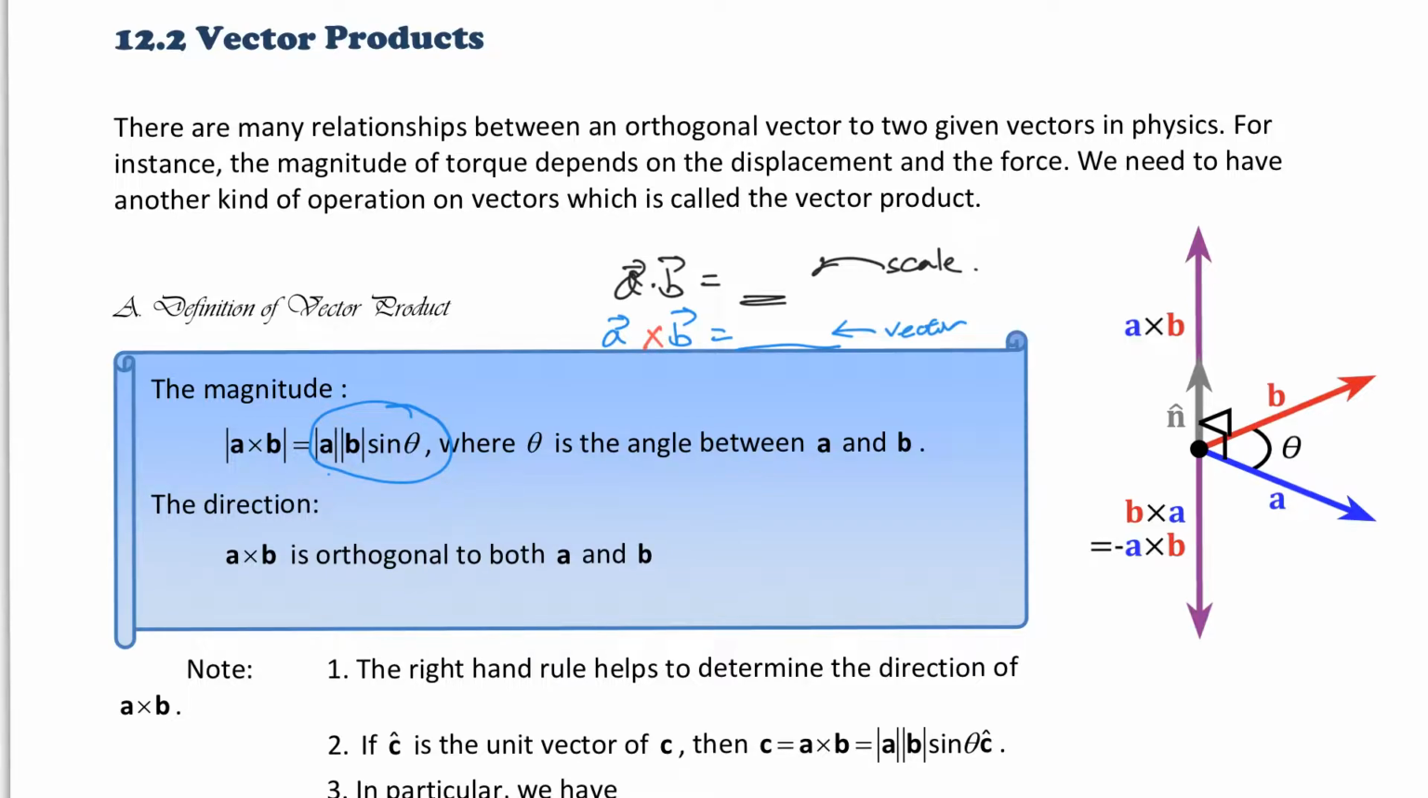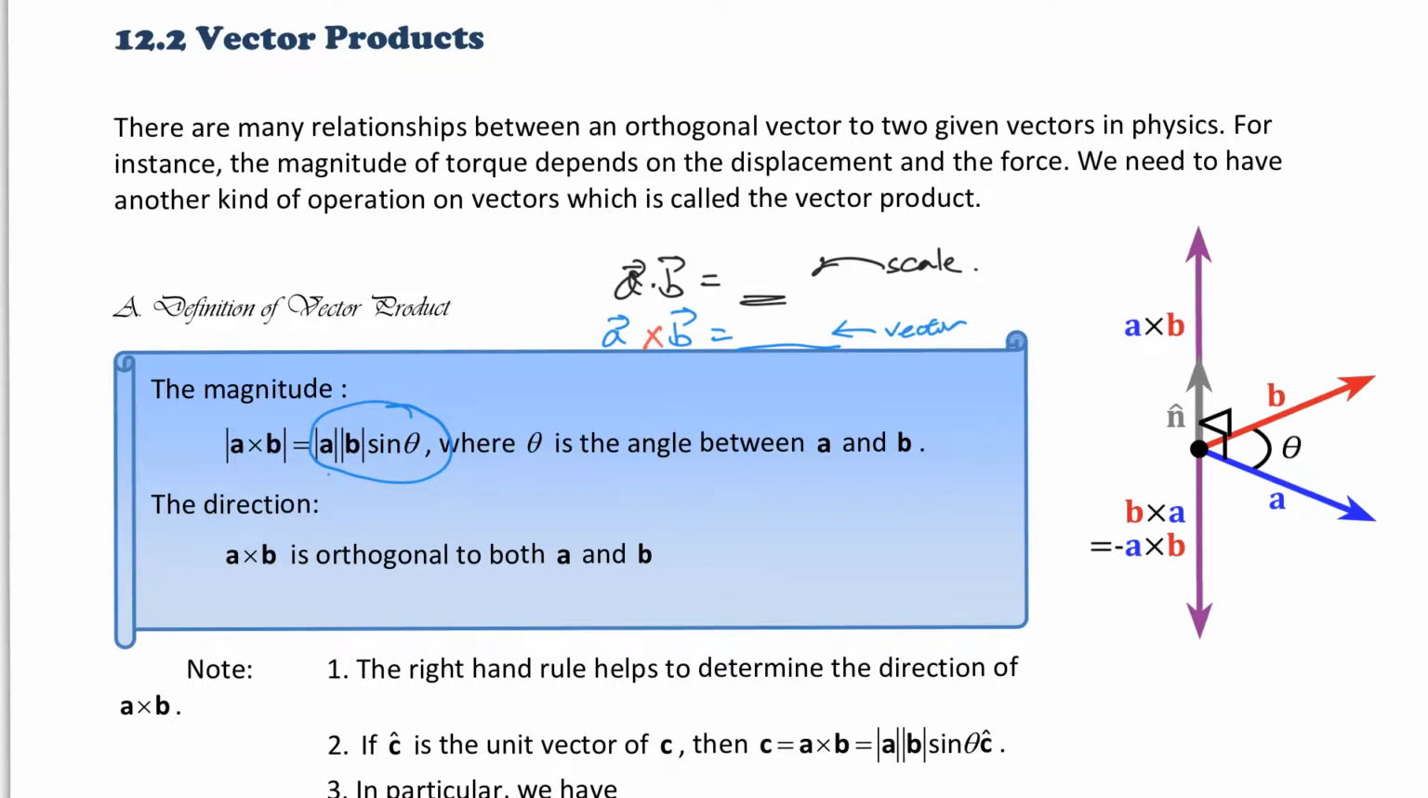Remember, we'll use the right hand rule to determine the directions. A cross B, the direction is this one. How about B cross A? B cross A, use your right hand, and use your forefinger to rotate from B to A, and your thumb is pointing in this direction. So this is the direction of B cross A.